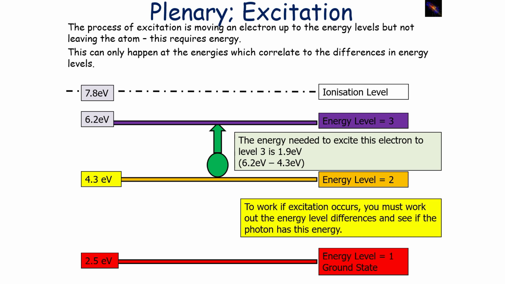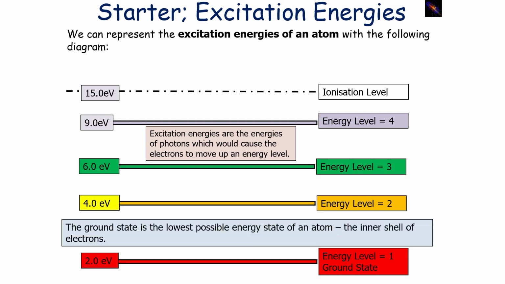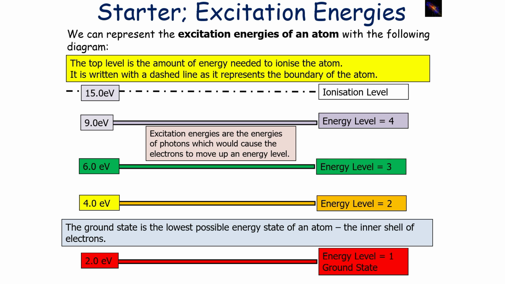So again, to work out if excitation occurs, you work out the energy level differences and see if the photon has this energy. Now we can represent excitation energies with the following diagram, and these are the energies of the photons that would cause the electrons to move up an energy level. Like we said before, ground state is the lowest possible state of an atom, and the top level is the amount of energy to ionize the atom, which is written with a dashed line as it represents the boundary of the atom.